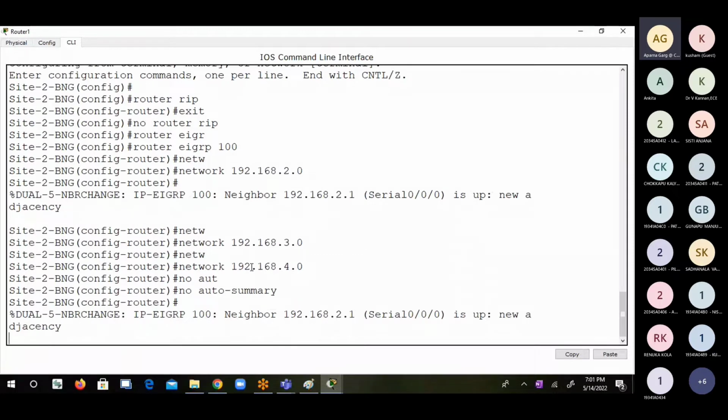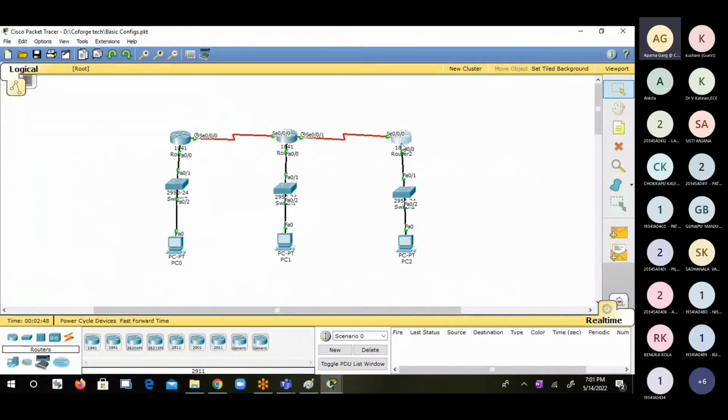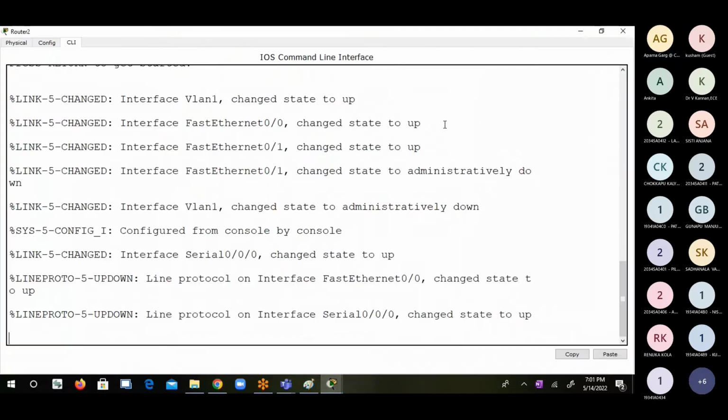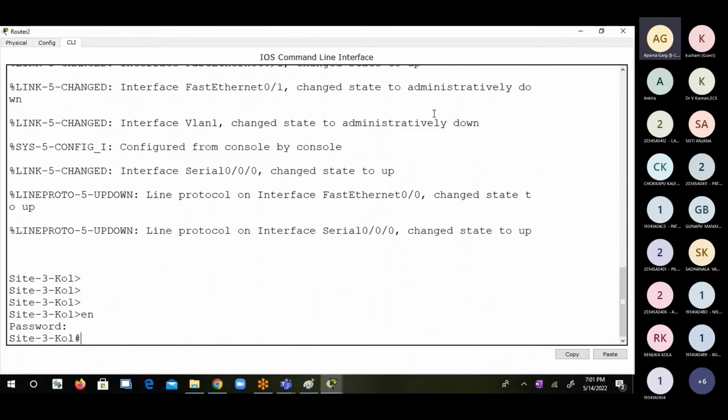I told you that in case you are not going to write it, hardly matters, because this is by default a classful network. But this matters when it is a classless network. Enable, Cisco. Let me check the routing table.